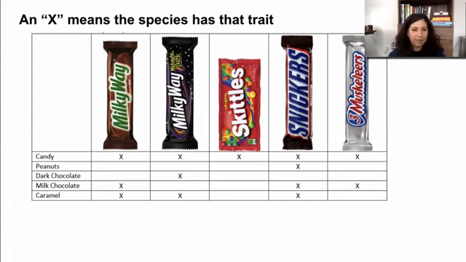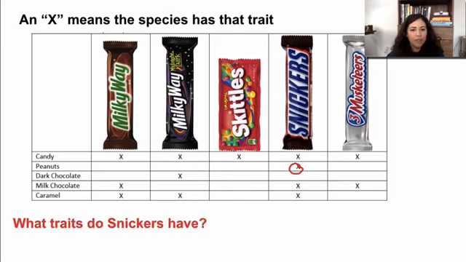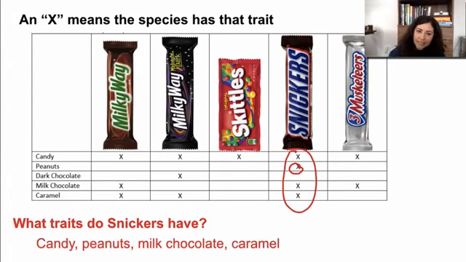So this is an example of the type of data table you might see if it's showing you traits. In this case, anytime you see an X, it means that the species has that trait. So if we look at this table, we can see that all of the species are candy. And for example, Snickers also has peanuts as one of its traits. That's what the X means. Okay, so on that same vein, what are the traits that Snickers has? To answer that, we would just look in the Snickers column and see anywhere they have an X. So they would be candy, peanuts, milk chocolate, and caramel, but they don't have dark chocolate because there's no X there. So that's just understanding how we read this chart.